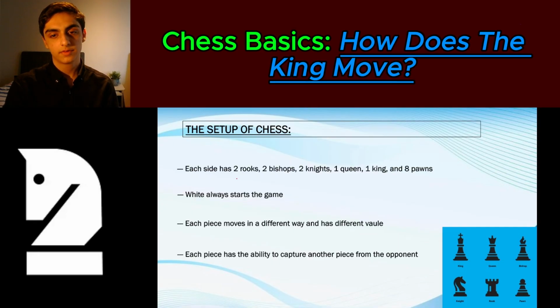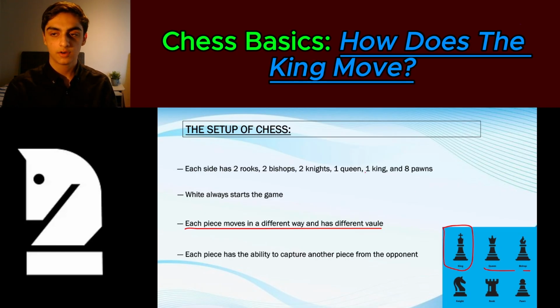What you'll want to remember from last time is that each piece moves in a different way and has a different value. So the king we're learning about today moves in a different way compared to the other pieces like the queen or the bishop. And because it moves in a different way, it'll have a different value compared to the other pieces.